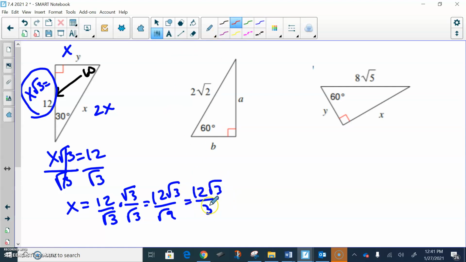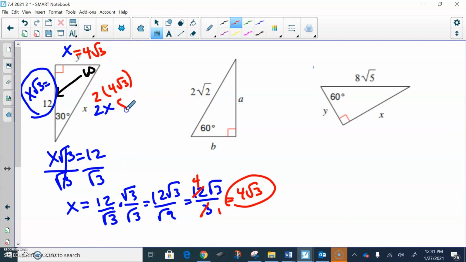Let's simplify that fraction. You don't want to leave it that way. 3 goes in there once, 3 goes in there 4. So we can now see that the value of x is 4 root 3. And so let's go up here and say 4 root 3. And then our hypotenuse is twice that, 2 times 4 root 3. So we're going to make that 8. We know we can't multiply an outside by an inside. Don't be tempted to do that. So it's simply 8 root 3, and we're done.